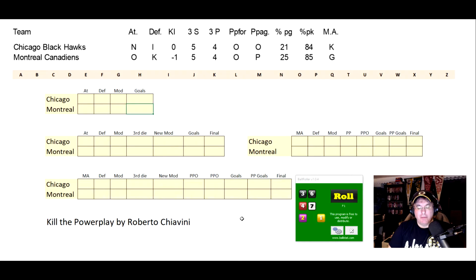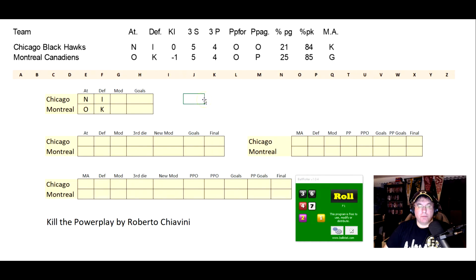Okay, so I'm playing the 1970-71 Yearbook, it's called, and I've taken the Chicago Blackhawks and the Montreal Canadiens, which are the teams that went to the finals that year. Okay, so now, first thing we've got to do is look at our attack and our defense for each team, and that's kind of how this works here. So for Chicago, our attack is N, and our defense is I. For the Montreal Canadiens, our attack is O, and our defense is K, okay?